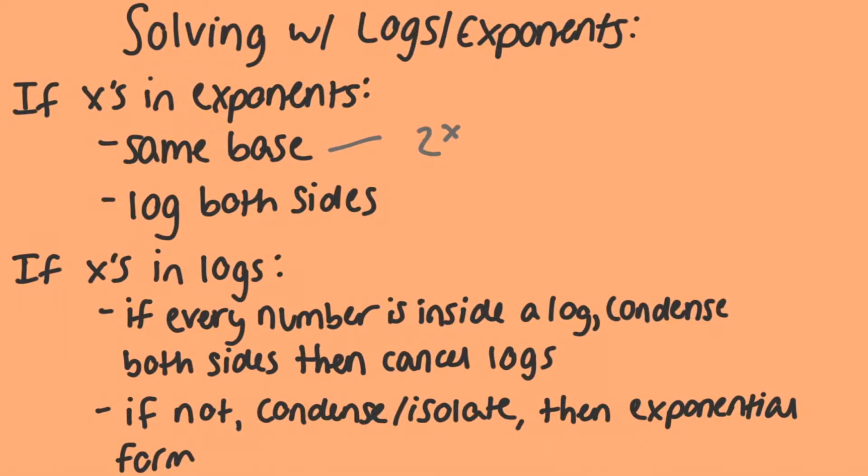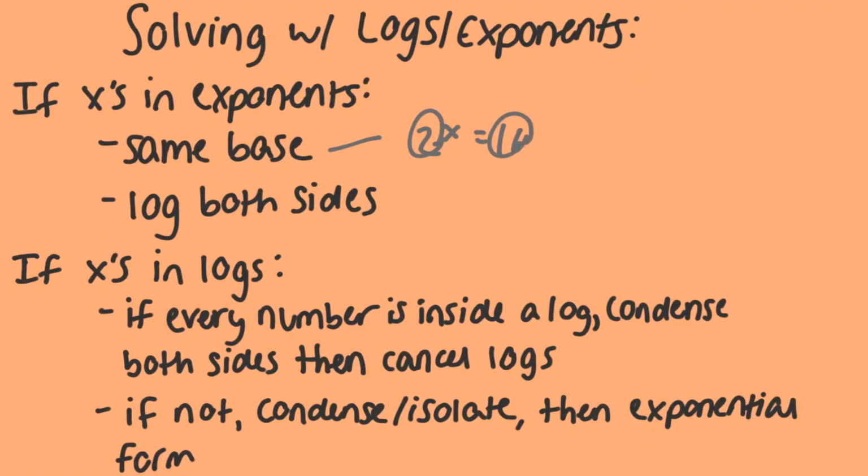For example, if you have 2 to the x equals 16, you can make both of these have base 2, and that's going to be a lot easier because you're not going to have to involve logarithms in the problem. But sometimes you can't get the same base. For example, if we had 2 to the x equals 5, we couldn't change 5 to a base 2 or anything like that. So this is where you would log both sides and then expand by bringing the exponent outside of the log.